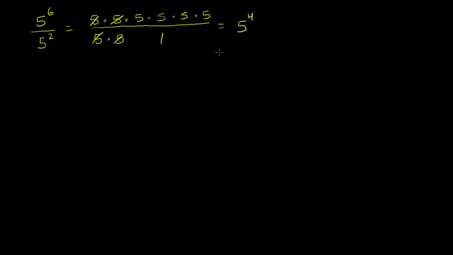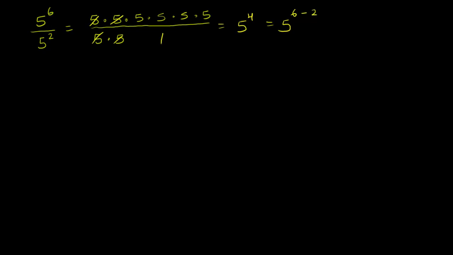Now notice what happens. Essentially, we started with 6 5s multiplied by themselves in the numerator, and then we were able to cancel out the 2 in the denominator. So this really was equal to 5 to the 6th power minus 2. We were able to subtract the exponent in the denominator from the exponent in the numerator.